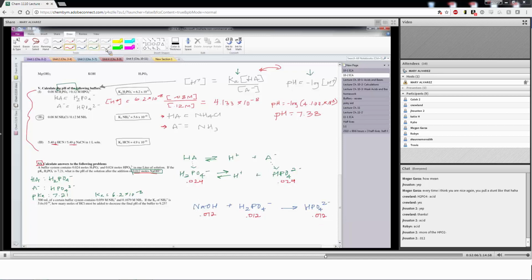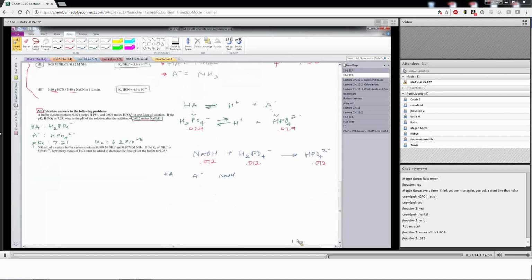Okay, so if we put this in an ice chart so we can see it a little bit more clearly, we have my acid, we have the conjugate base, and we have my sodium hydroxide. This problem is taking up more space than I've got here. I apologize. Okay, so initially, change, ending. Initially, I have, and this is what's given right here, 0.024 moles of each of these. And I added also 0.012 moles of sodium hydroxide.